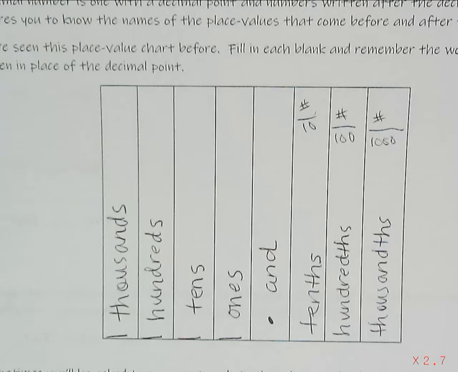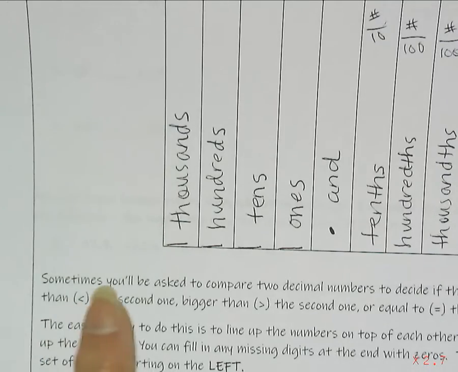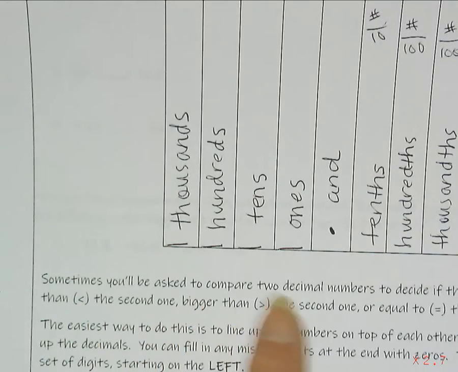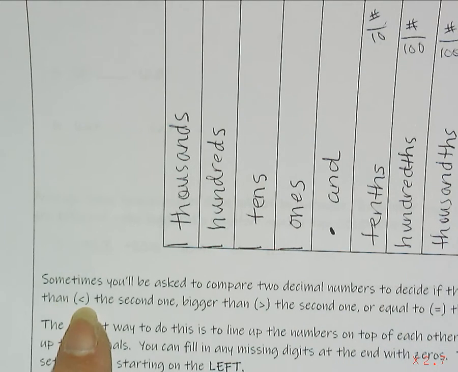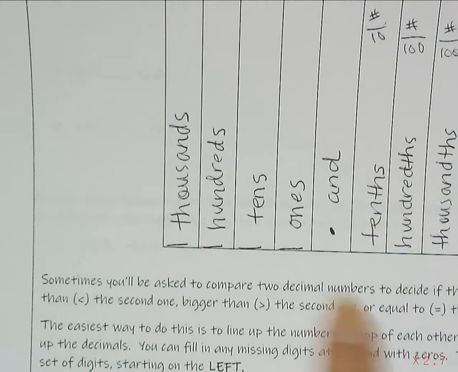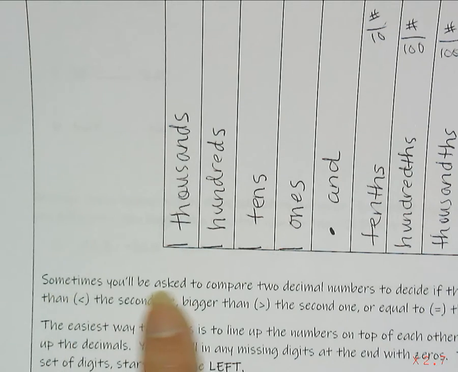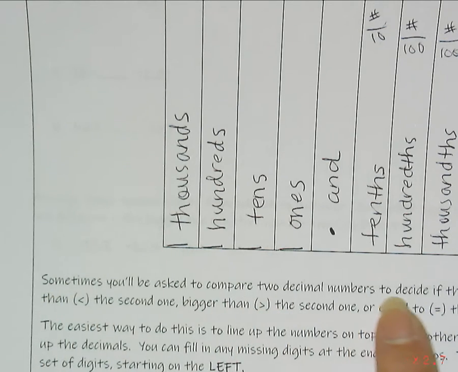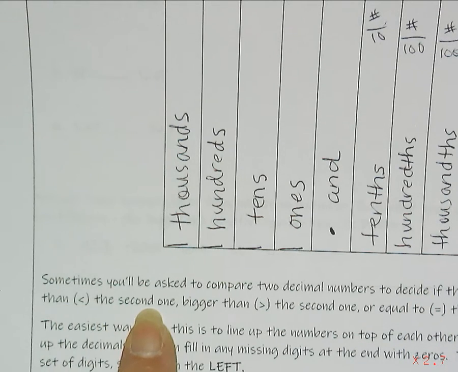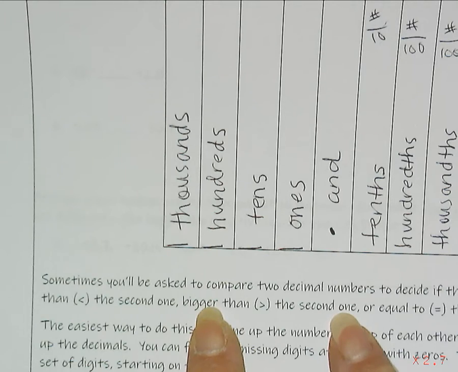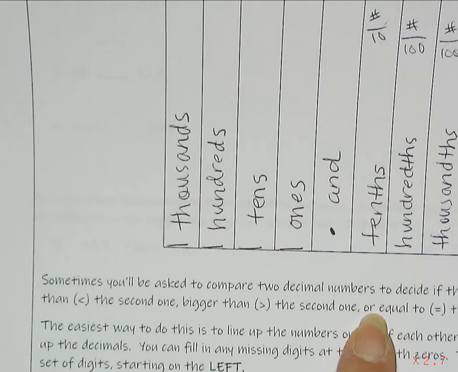Okay, so let's keep going here. Sometimes you'll be asked to compare two decimal numbers to decide if the first one is smaller than. That's what this symbol right here means, that points to the left, smaller than. Okay, so let me read this again. Sometimes you'll be asked to compare two decimals to decide if the first one is smaller than the second one, bigger than the second one, and that's what this symbol means, bigger than, or equal to the second one.